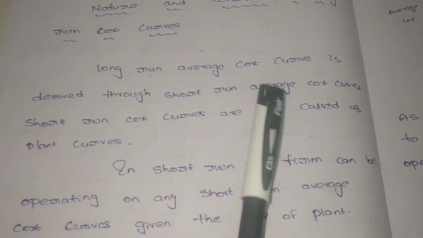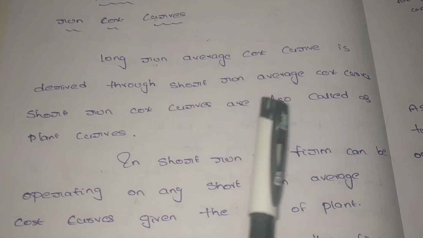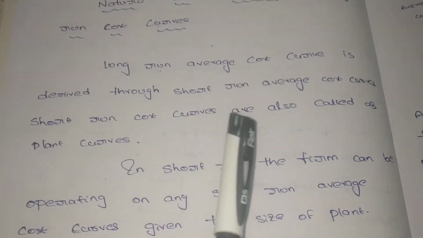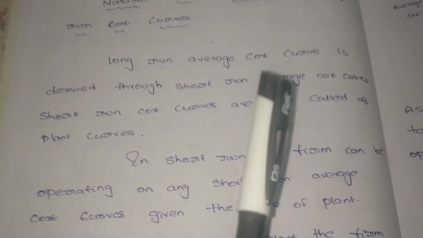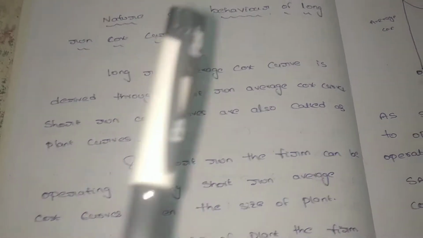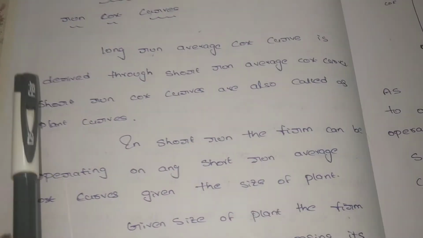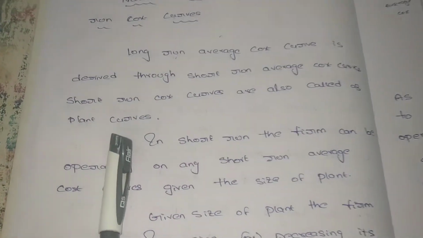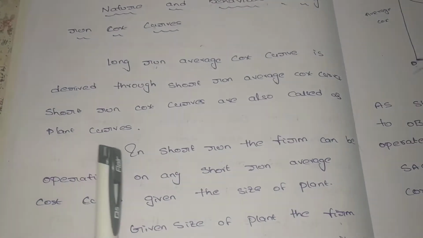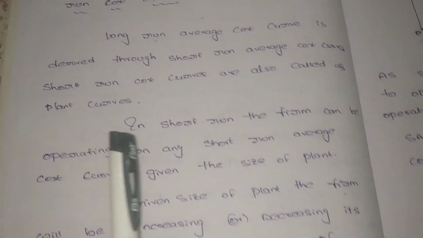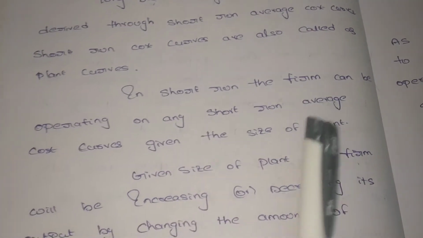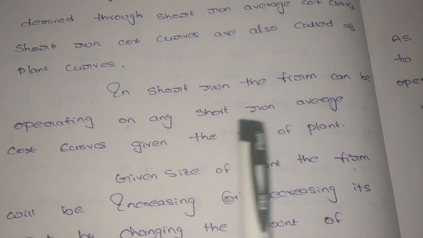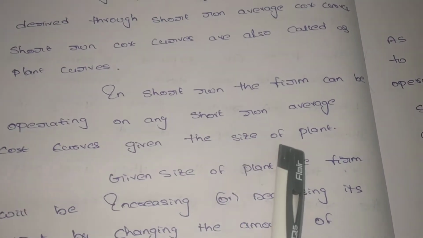Long run average cost curve is derived through the short run average cost curves. First we have to draw the short run average cost curve, then on that base we go for the long run average cost curve. And short run cost curves are also known as plant curves. Which curves are known as plant curves? Short run cost curves are known as plant curves. In the short run, the firm can be operating any short run average cost curve given the size of the plant.